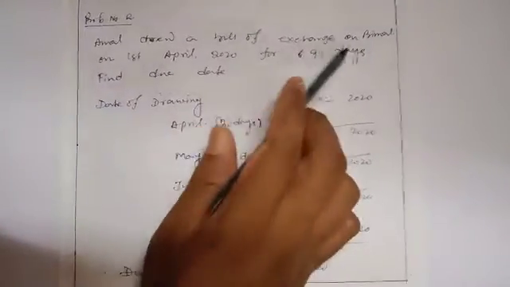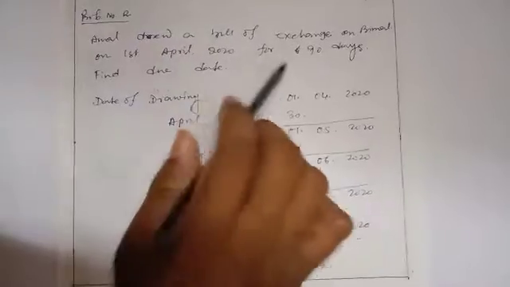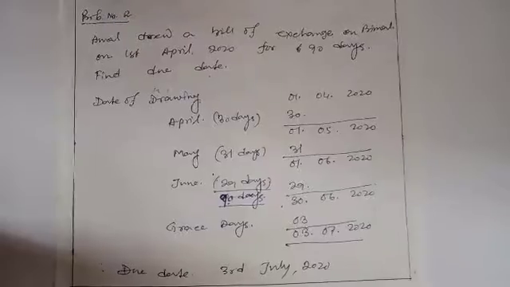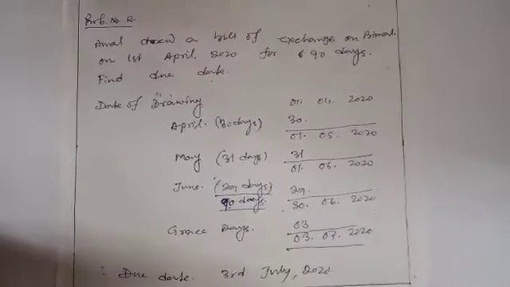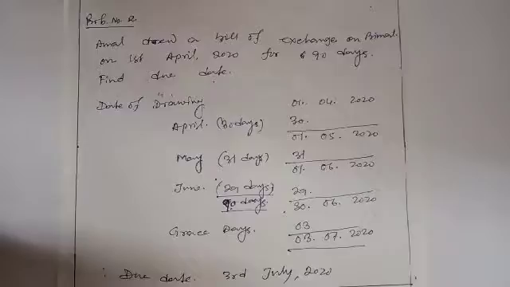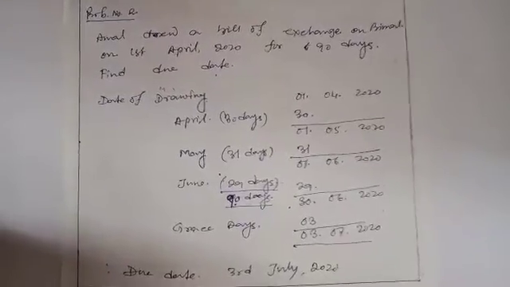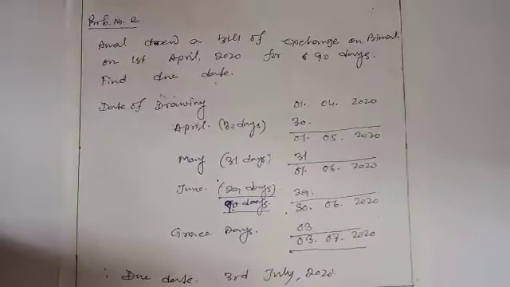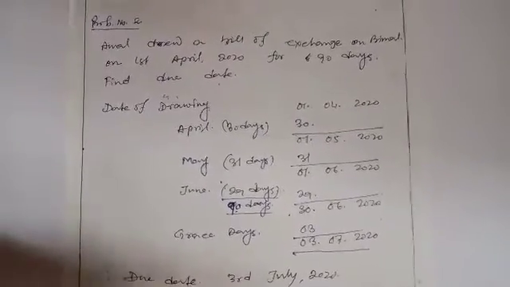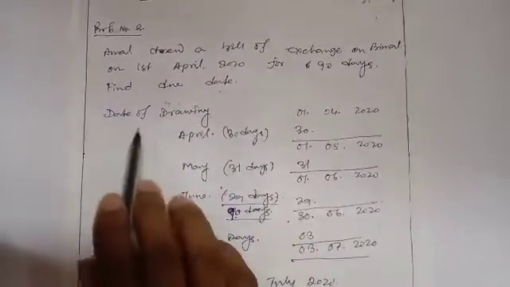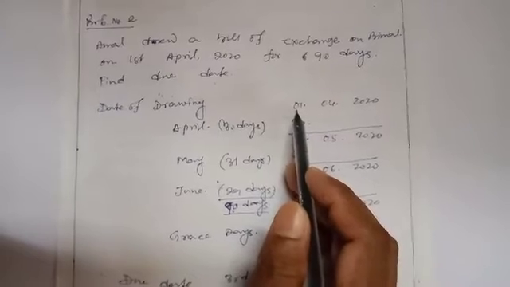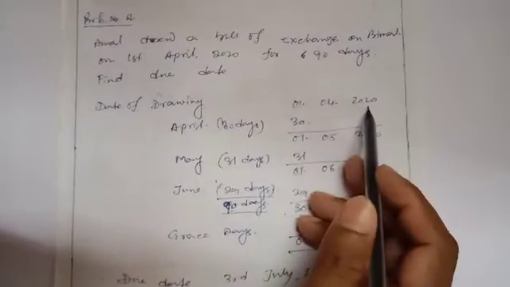Now number 2: Amol drew a bill of exchange on Bimal on 1st April 2020 for 90 days. Find the due date. So the amount will be payable after 90 days. Previously it was 3 months, which is a very simple calculation, but here you have to find the due date considering only 90 days, in terms of days, not months. Now you have to find the date of maturity. The date of drawing is 1st April 2020.